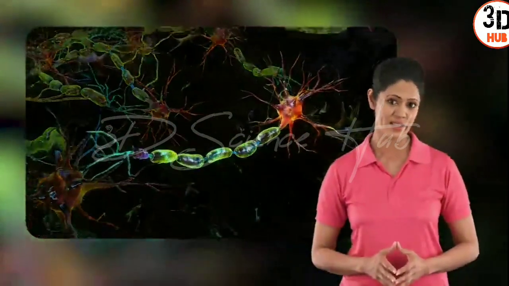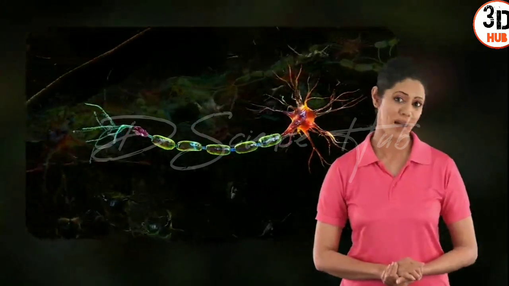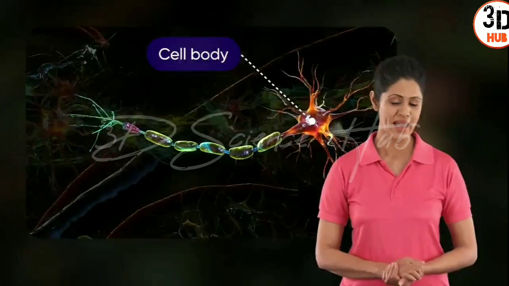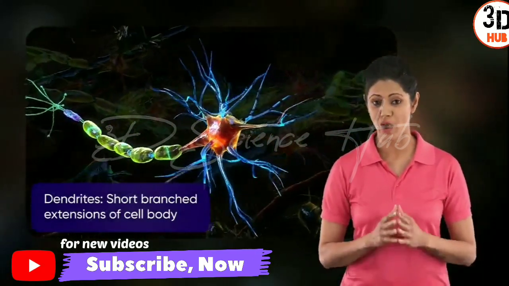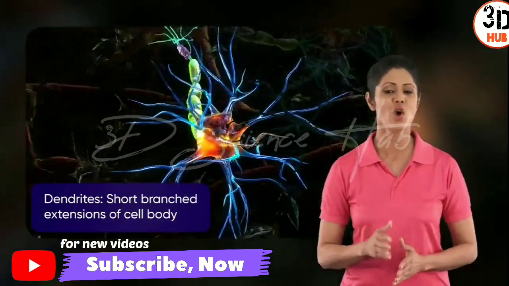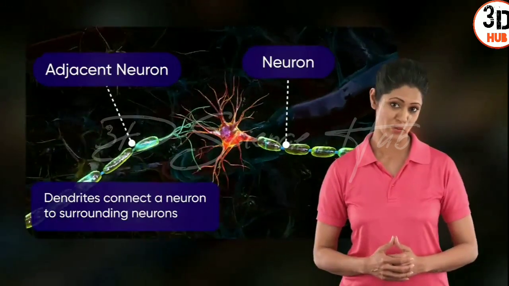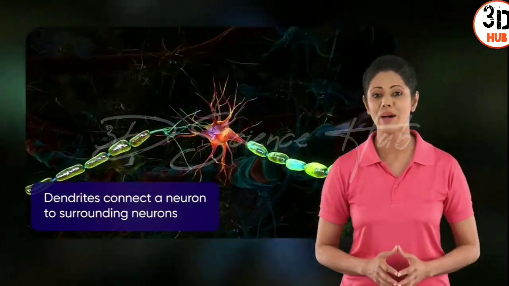Now let us study the structure of a neuron. It has three parts: an axon, a cell body, and dendrites. Dendrites are the short branched cellular extensions of the cell body. They connect the neuron to the other surrounding neurons and receive signals in the form of impulses.